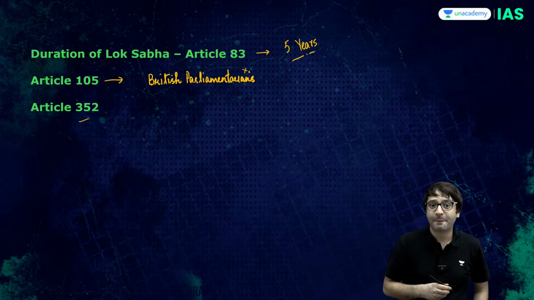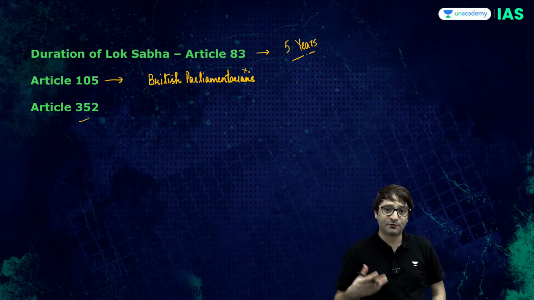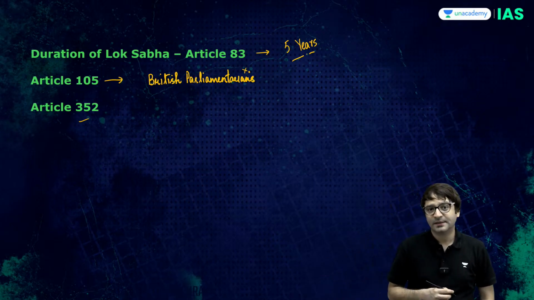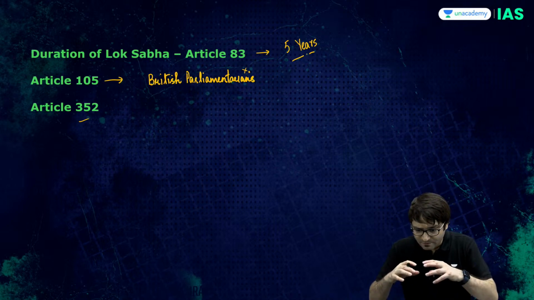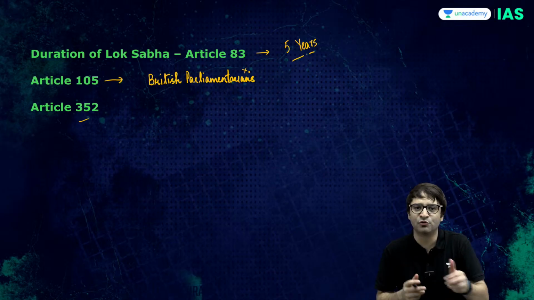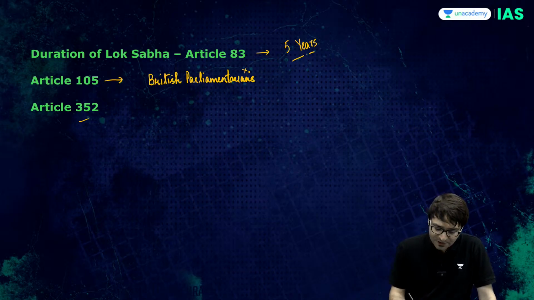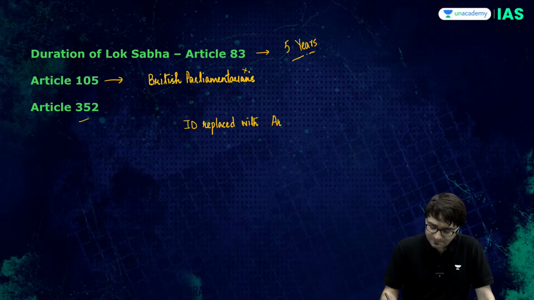Article 352. Massive changes, because the 42nd Amendment was made during national emergency, and to prevent further imposition or misuse, abuse, overuse of Article 352, Article 352 was amended. Now the term internal disturbance was replaced with armed rebellion.